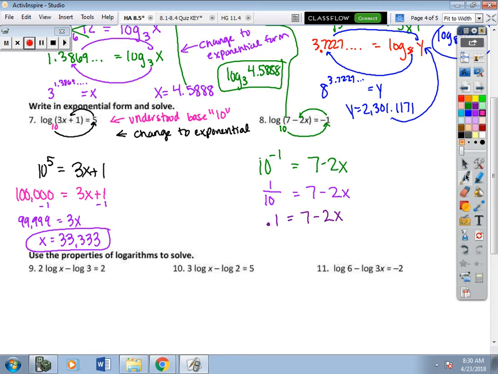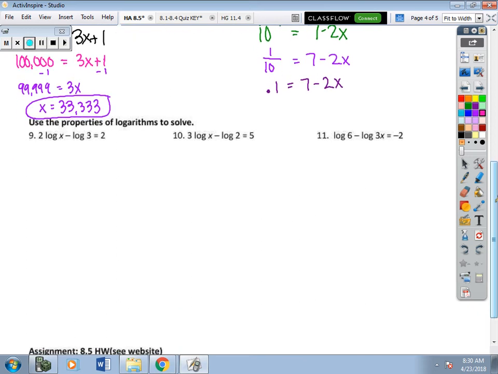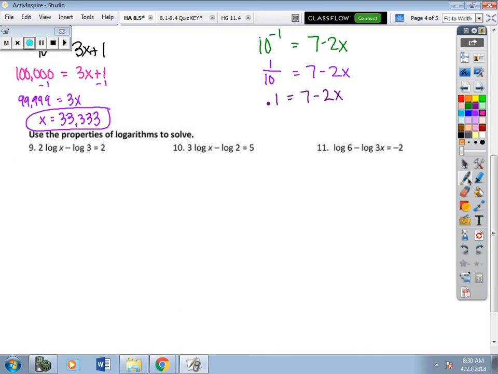And we get an answer? Actually? Negative what? Yes. Actually, I got positive. Because whenever you subtract the 7, you'll get a negative, and then whenever you divide by negative 2, the negatives would cancel out. So you get a positive 3.45. Or you could have 69/20ths if you did it as a fraction. Remember, the only time you have to leave it as a fraction is if the decimal doesn't stop.